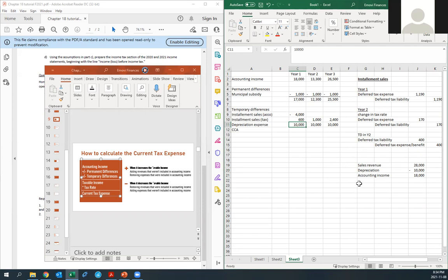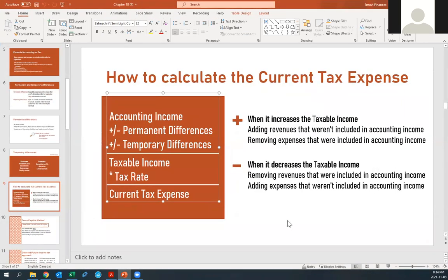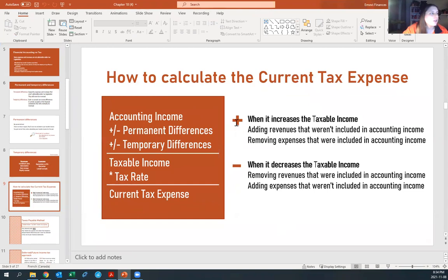Okay, because I understand what you just explained, but when I look at the PowerPoint slide, I'm trying to find how I would follow that, like what's written on the slide. Yeah, so here you're putting it as a plus because you're removing expenses that were included in the accounting income.